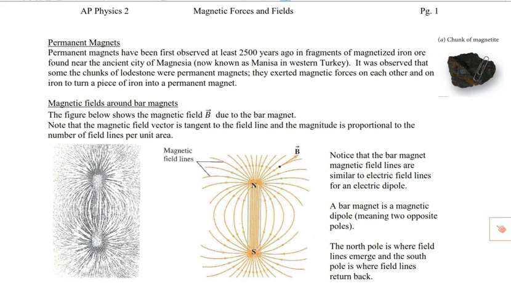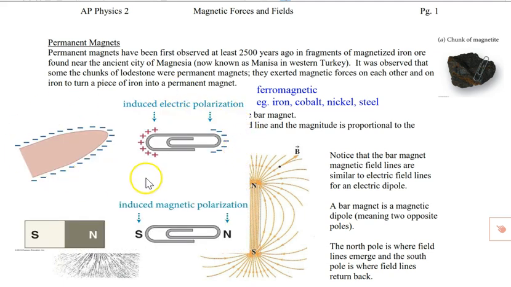magnetized. Materials that are attracted by permanent magnets include iron, nickel, cobalt, and certain alloys such as steel. These materials are known as ferromagnetic materials. We say that these materials have magnetic properties. Just like you can induce charge polarization on a neutral object, as shown by the image up here, a magnet can also induce a magnetic polarization in the same way.